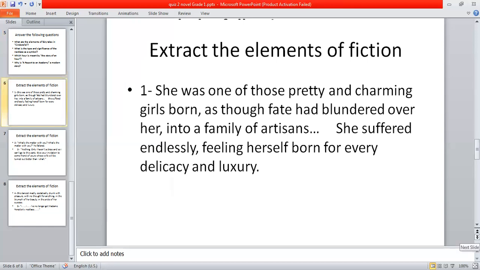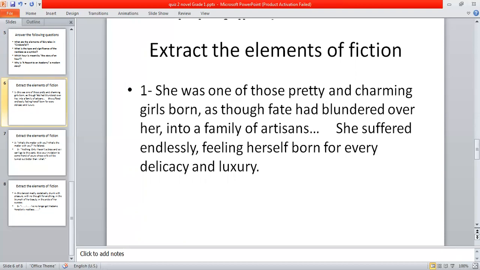Extract the elements of fiction from the following. By elements of fiction, we mean the theme, setting, characters, characterizations, conflict, which stage of plot, symbolism, and so on. Of course, in every extract, you want to be able to find all these elements. So you have to mention only the elements existing in every extract.